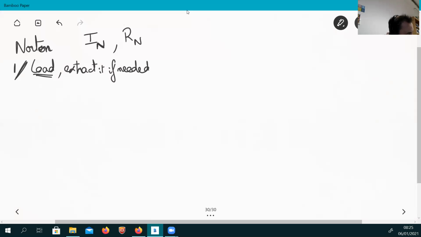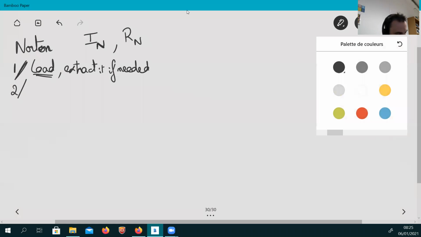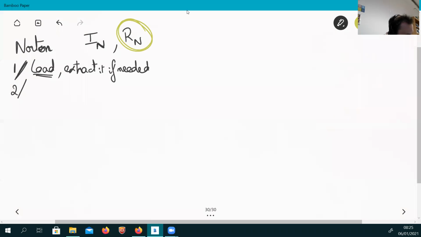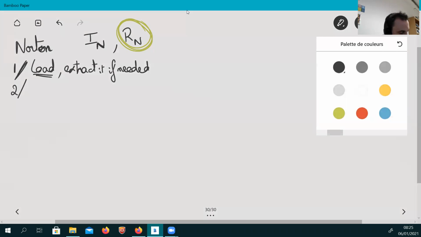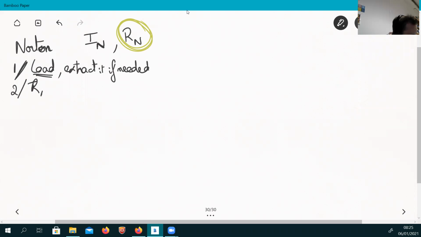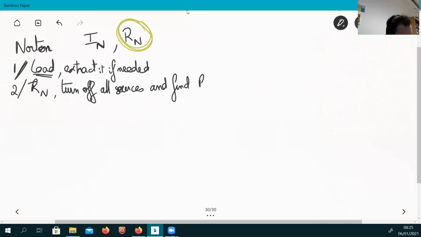So load, extracted if needed. So that's the first point. Then the second point is to find Rn. This Norton resistor is found exactly in the same way as the Thevenin resistor, which is, for Rn, turn off all sources and find the equivalent resistor between the 2 points you consider.